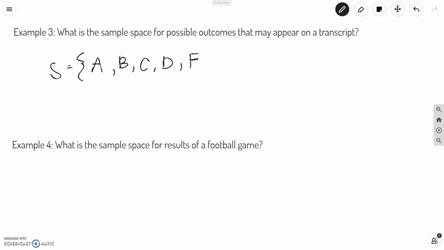No, not quite. You could get an S for satisfactory. You can get a U for unsatisfactory. You can also get a W for withdrawal. You can get a WF for withdrawal failure. You can get an I for incomplete. And then you can also get an ATN. ATN just means that you stopped showing up to class and you did not come to your final exam. So here, our sample space for possible outcomes that may appear on a transcript consists of this list right here.